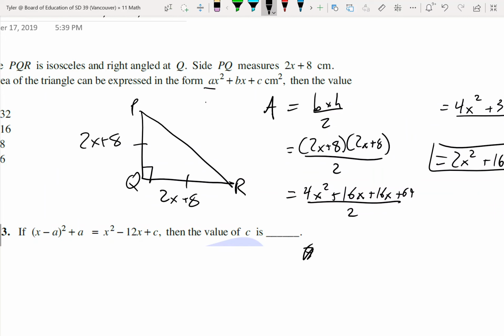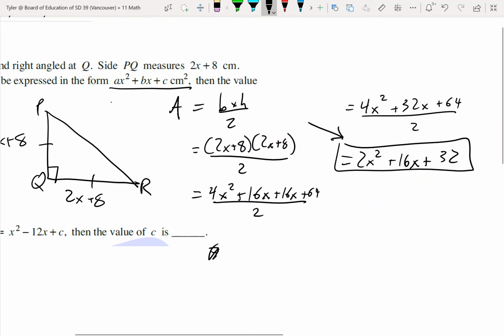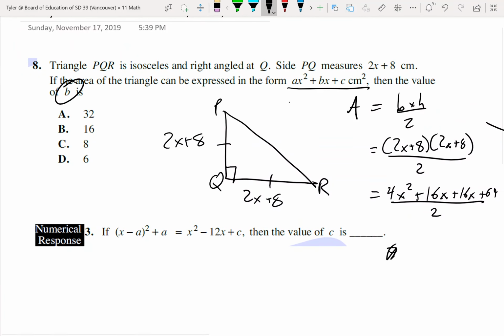The question said write it in this form, which is this. Oh, and it said the value of b. So b was the middle term, right? 16. So the answer would be b equals 16.